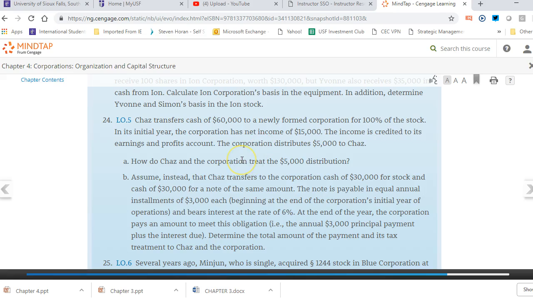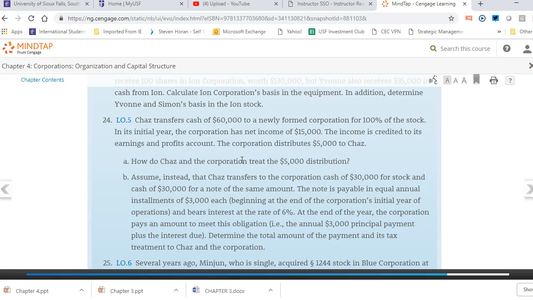Let's change it up. So now with B, assume instead that Chaz transfers to the corporation $30,000 for stock and cash of $30,000 for a note of the same amount. So essentially, he's lending money to the business. So $30,000 cash and a $30,000 note. The notes payable in equal amounts of $3,000 each at the end of the corporation's initial year of operations.